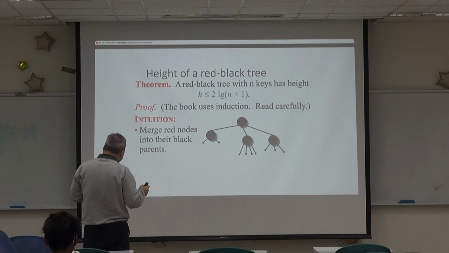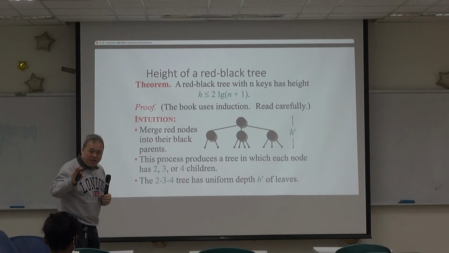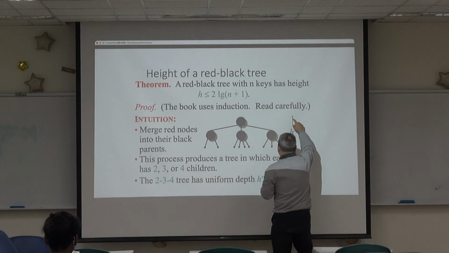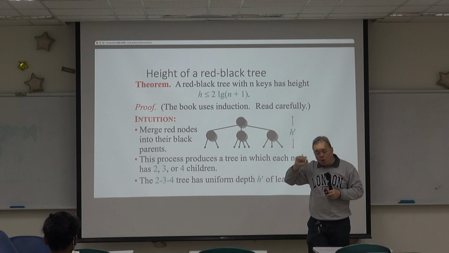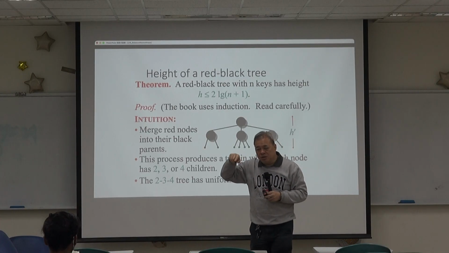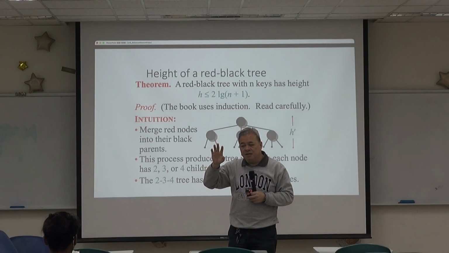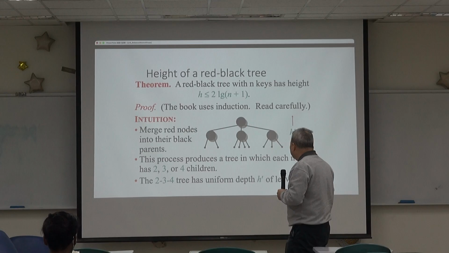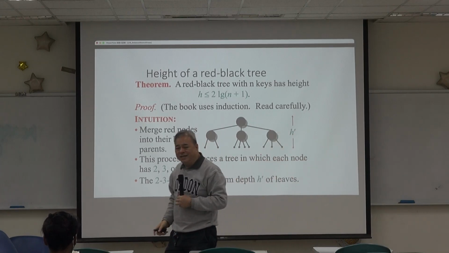So let's say after the merge, the height is h prime. The original tree, the height is h. After the merge, the height is h prime. So let me ask you this: what is the relationship between h and h prime?